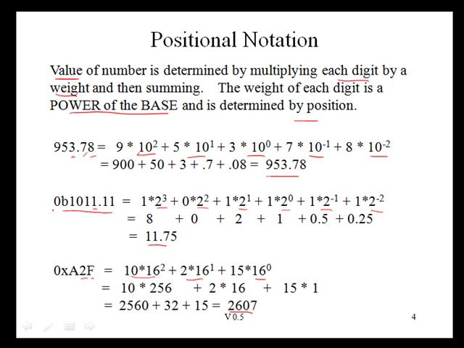In writing binary numbers in this class, we'll use this notation right here, a 0b in front of the number, in order to indicate that it's a binary number. For hex numbers, we'll use a 0x often to indicate that it's a hex number. Sometimes we'll leave these off if the context of the usage is obvious.